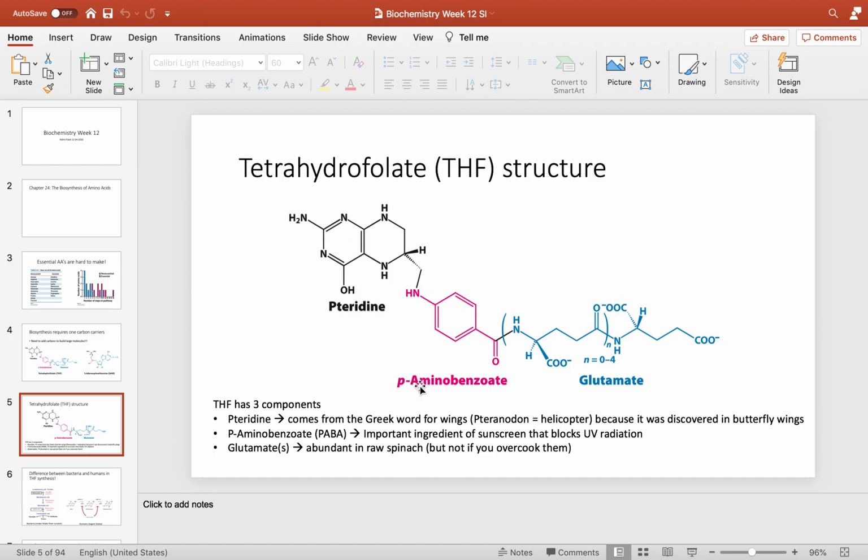And PABA, para-aminobenzoate, is an important ingredient of sunscreen that blocks UV radiation. And that makes sense because it has conjugation, so you would expect it to interact with UV radiation. And on the right over here we have either one or several glutamate residues, and this is actually found in spinach, so raw spinach is a great way to get these glutamate residues to form THF. But if you cook this raw spinach and overcook it way too much, then you'll essentially destroy these glutamate chains, so they won't be useful. So the moral of the story is you should eat raw spinach rather than overcooking it.